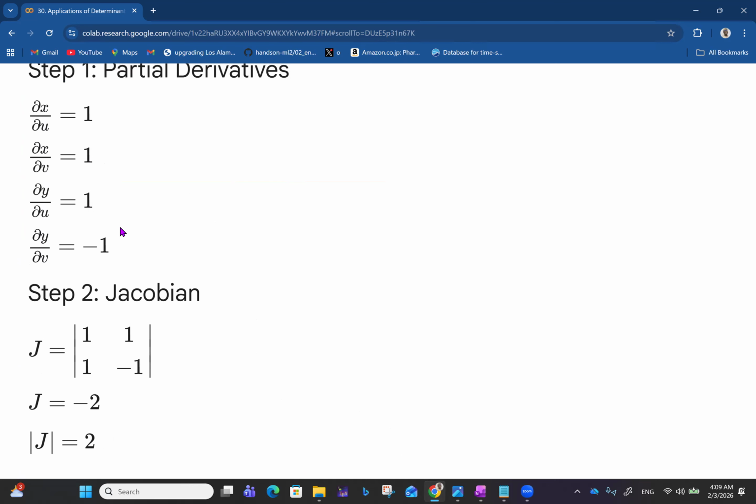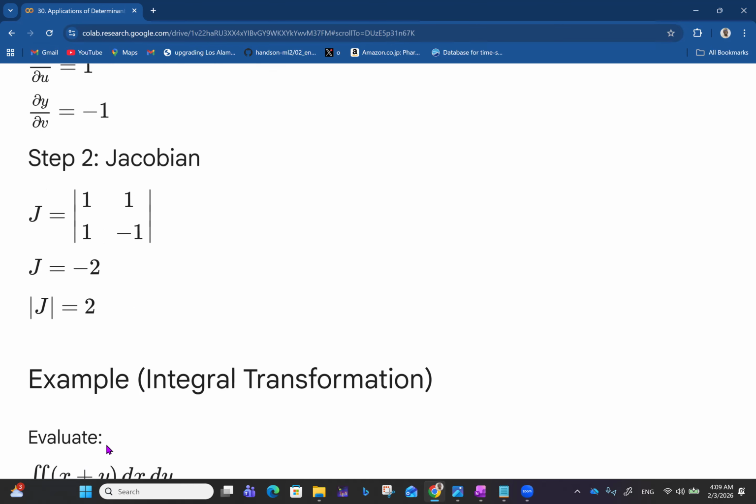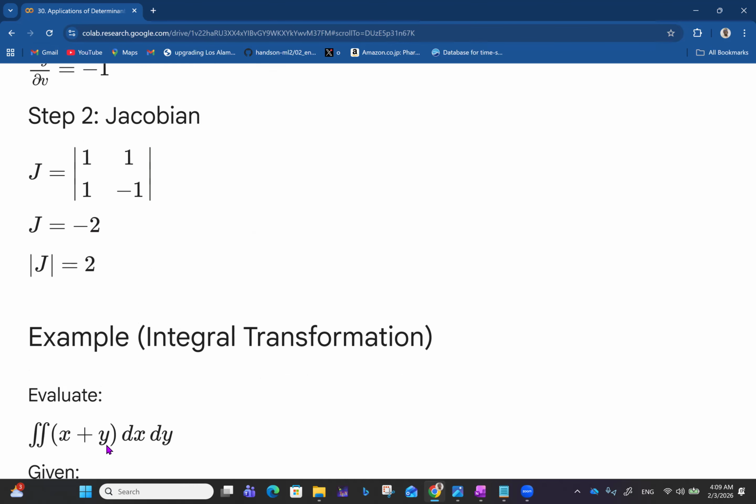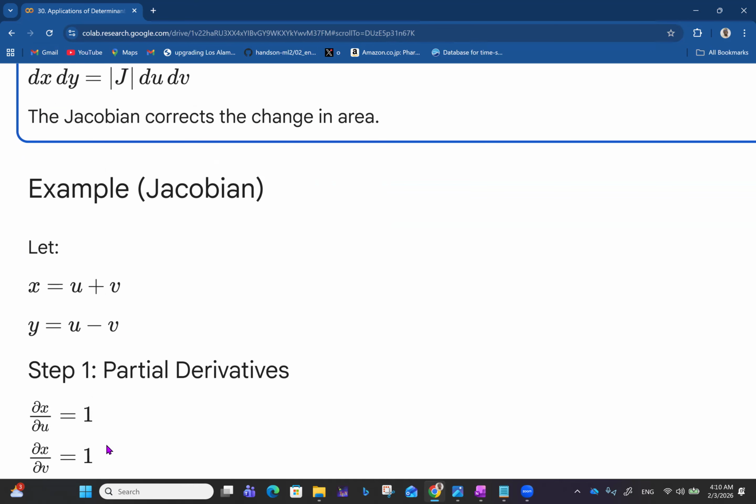After doing that, you now put the Jacobian together. You have dx/du, dx/dv, dy/du, dy/dv, so you have 1, 1, 1, minus 1. The Jacobian is the determinant of this. That's 1 times minus 1, that's minus 1. Minus 1 times 1, that's minus 1 again. So minus 1 minus 1 is minus 2. The absolute value of J is 2. So with that in place, we have the Jacobian, which corrects the change in area.